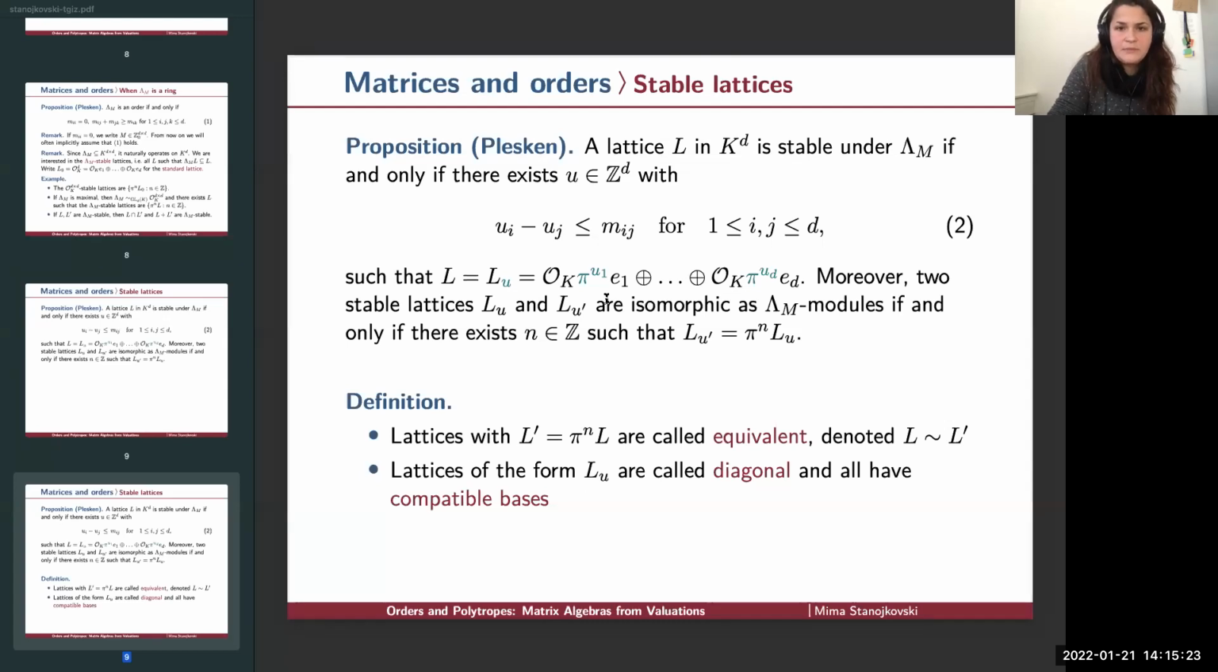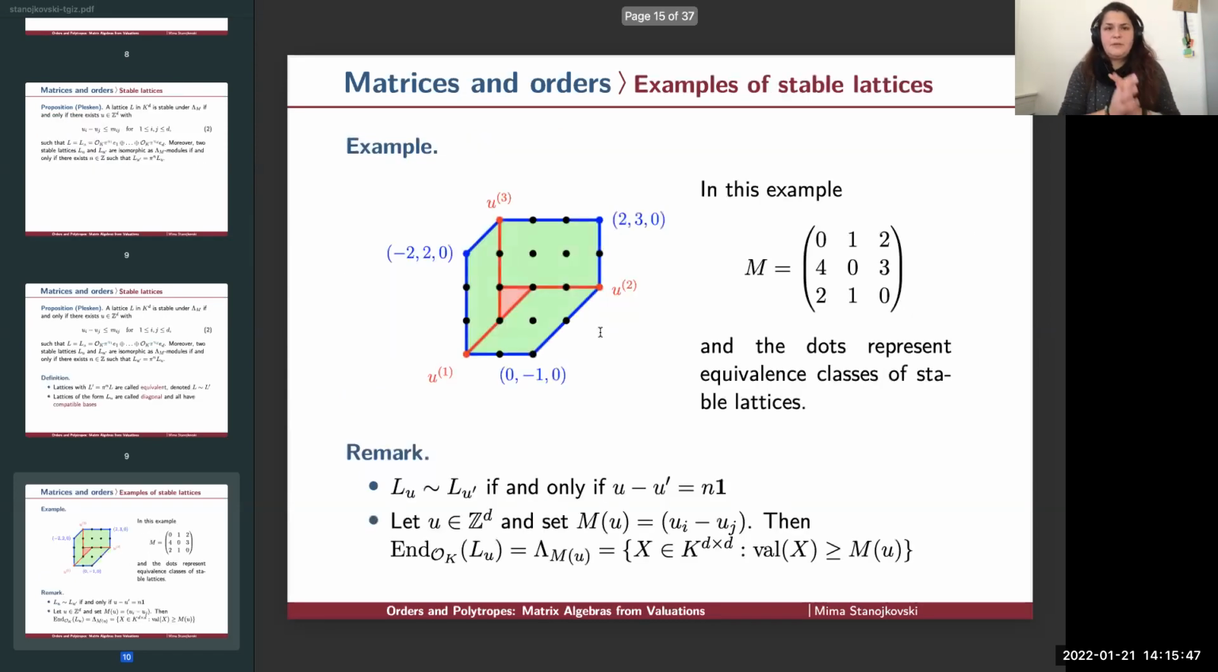And compatible basis means that we can define them by just starting from one basis and then doing these shifts. Of course, if you take a lattice in K to the d and apply a linear transformation, then you get another lattice. So not all lattices in K to the d have this shape. These have a special shape and we call them diagonal for this. Okay, let's see one example.